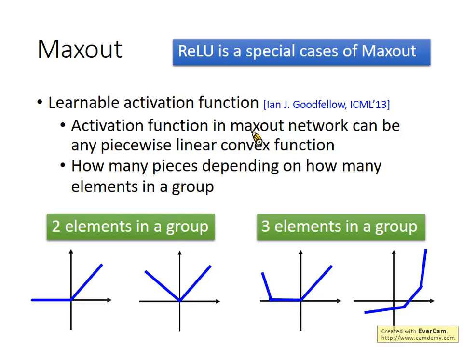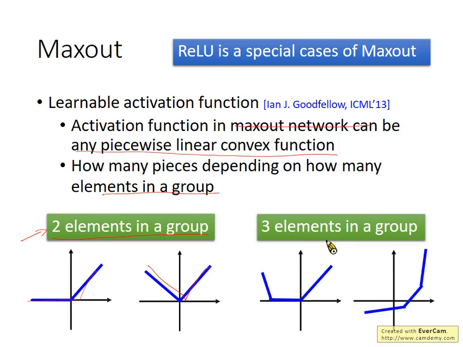And the activation function in the Mixout network can be any piecewise linear convex function, and how many pieces depends on how many elements in a group. So actually, the typical ReLU activation function is a 2-element Mixout network. So by appropriate design of the Mixout network, we can have the activation function like this, or maybe like this.